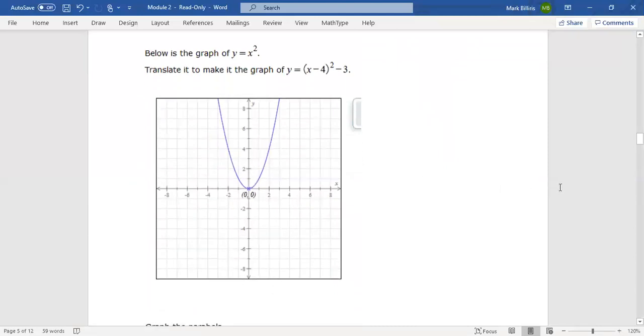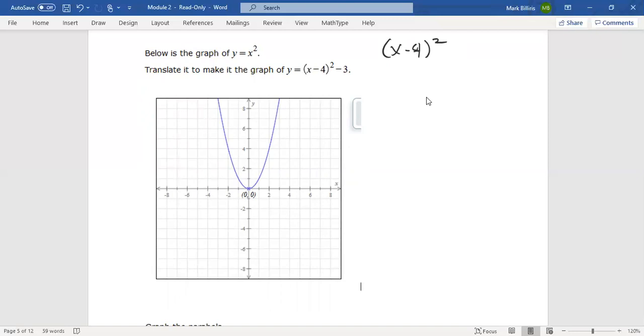So here's an example. Below is the graph of y equals x squared. Translate it to make the graph of y equals the quantity x minus 4 squared minus 3. So we knew it was a parabola because of the square, this being squared. Now we have to deal with the transformation or shifting. So when we look at our graph, the x minus 4 squared.